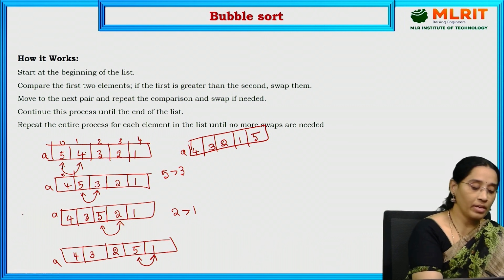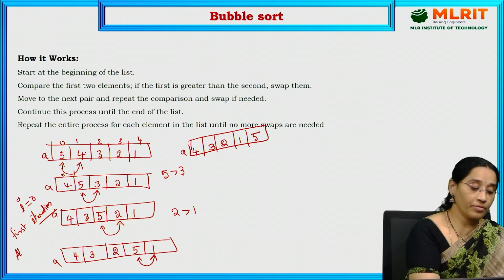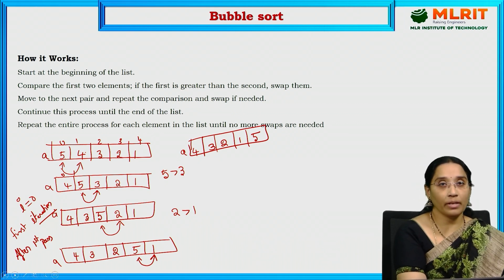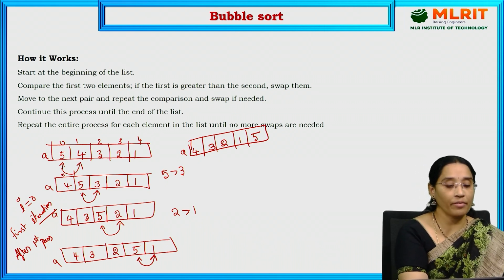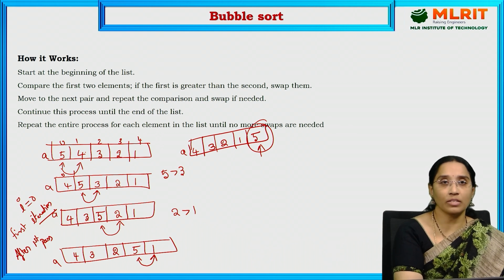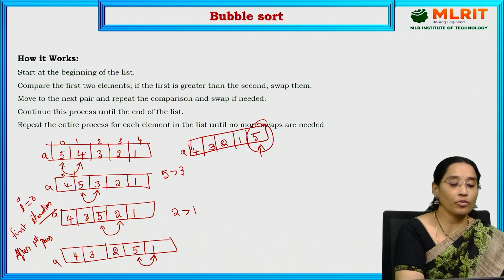This is what we get when i is equal to 0, the first iteration, or after the first pass. After the first pass, the largest element in the array, which is 5, is at its correct position. We are done only with the first iteration. Out of all these elements, the largest element 5 is at its correct position.